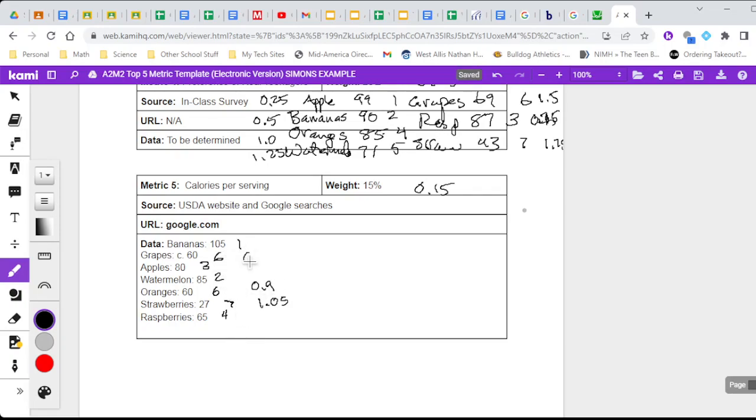And then we have another one here. We have 0.9, and then we skip the 4. So 4 times that is going to be 0.6. The 3 is going to be 0.45. 2 is going to be 0.3, and then 1 is easy, 0.15.